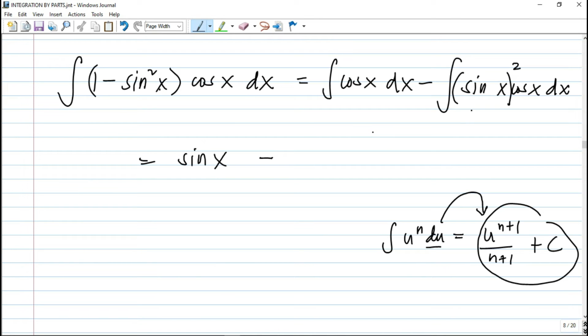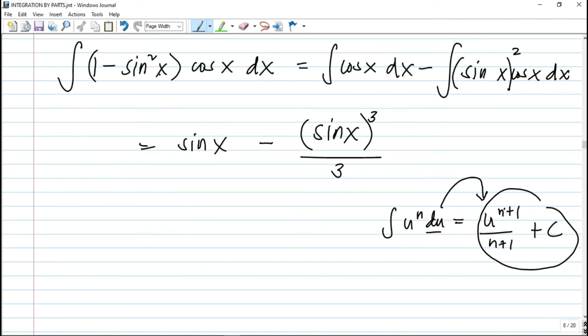So yung u natin is sine x, and n natin is 2, so plus 1, that is 3. So sine cube, then we have all over that same exponent, so 3. Wag na muna tayo maglagay ng constant of integration. So this becomes sine x minus sine cube x, over 3. So ito yung v natin. Okay, so this is v.